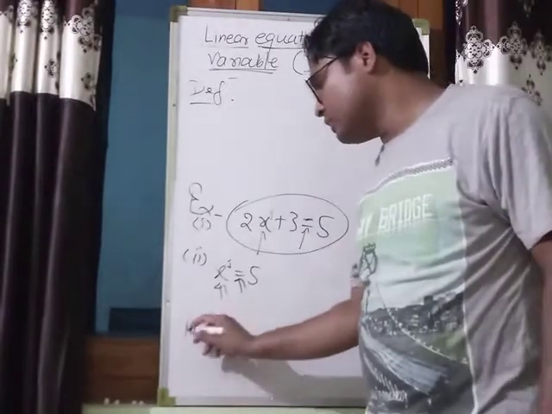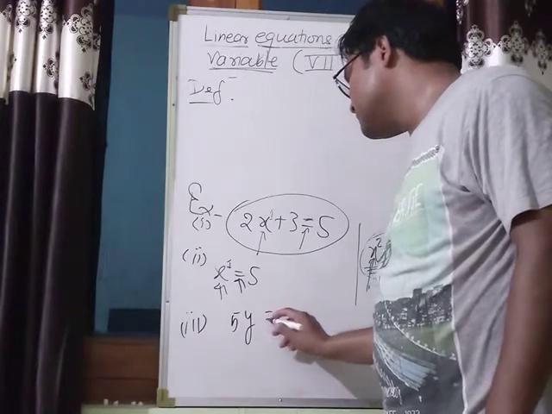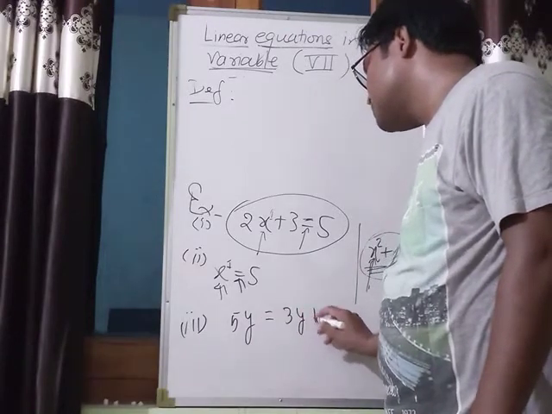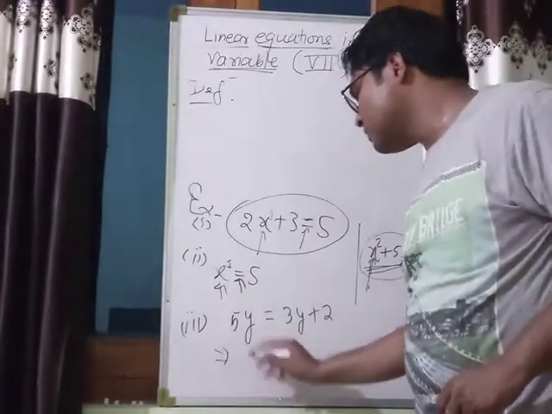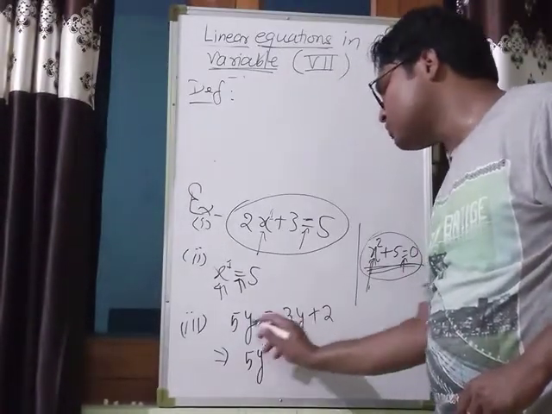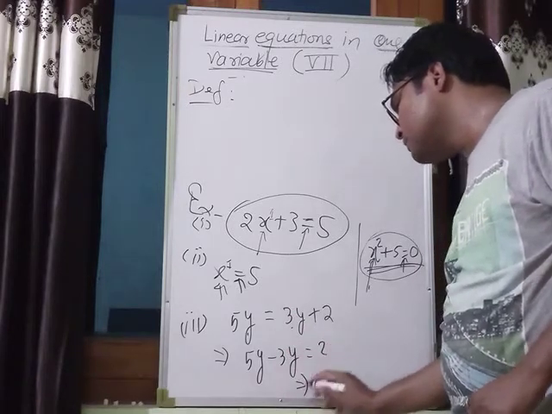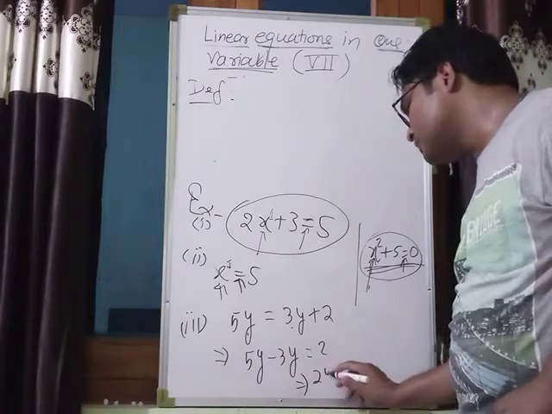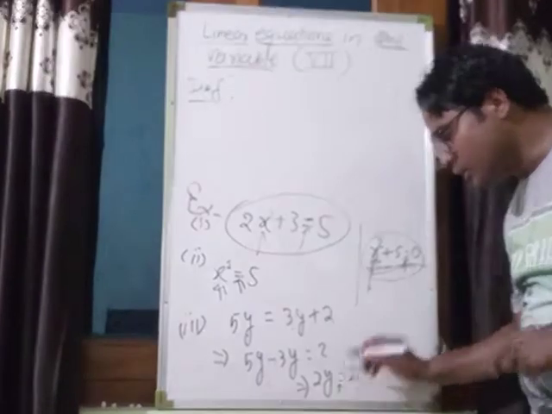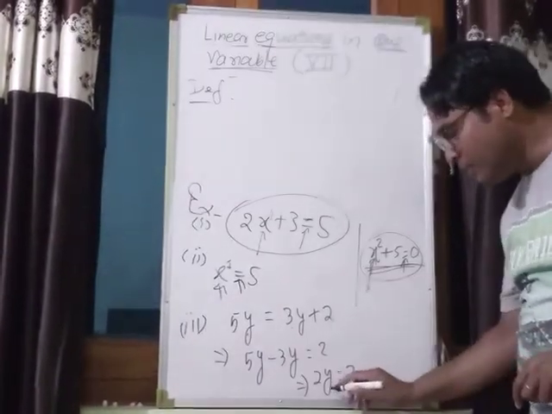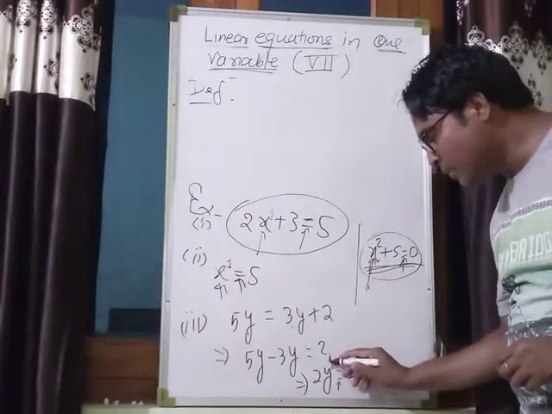Okay, the third one, 5y is equal to 3y plus 2. You can see that can be written as 5y, and transfer this to this side, minus 3y equal to 2. Clearly this is 5y minus 3y, that is 2y is equal to 2. This is also an equation because equal is present there, having only one variable y, and its maximum power is 1.